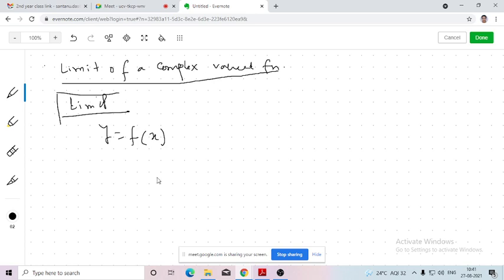A function is given, and let's say we are checking the limit at x equals x naught. That means we evaluate the limit as x tends to x naught of f(x). Then we check whether it exists or not. So my question is, why do we check the limit, and what is the significance of finding out the limit for a function of one variable? Already you have studied in class 11, so that's why I'm asking this.